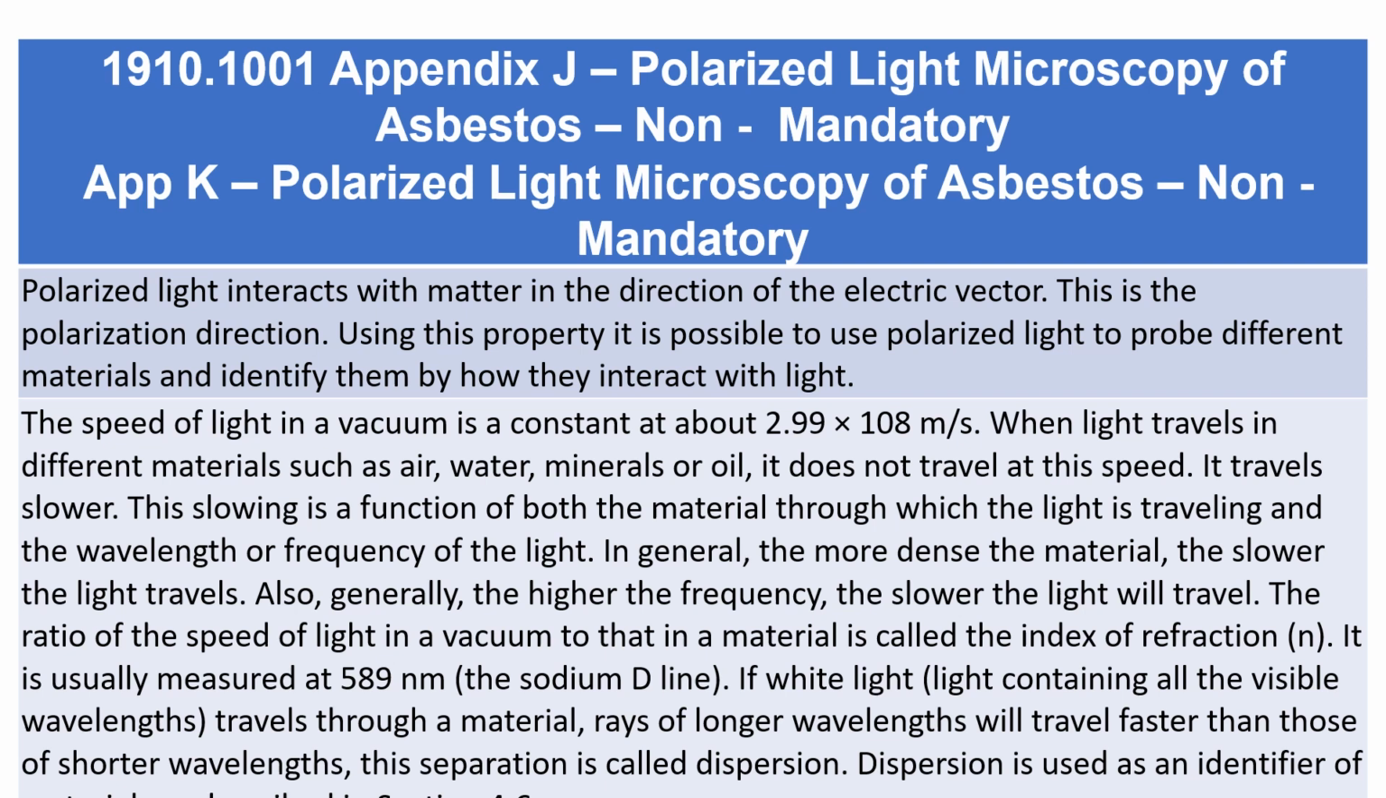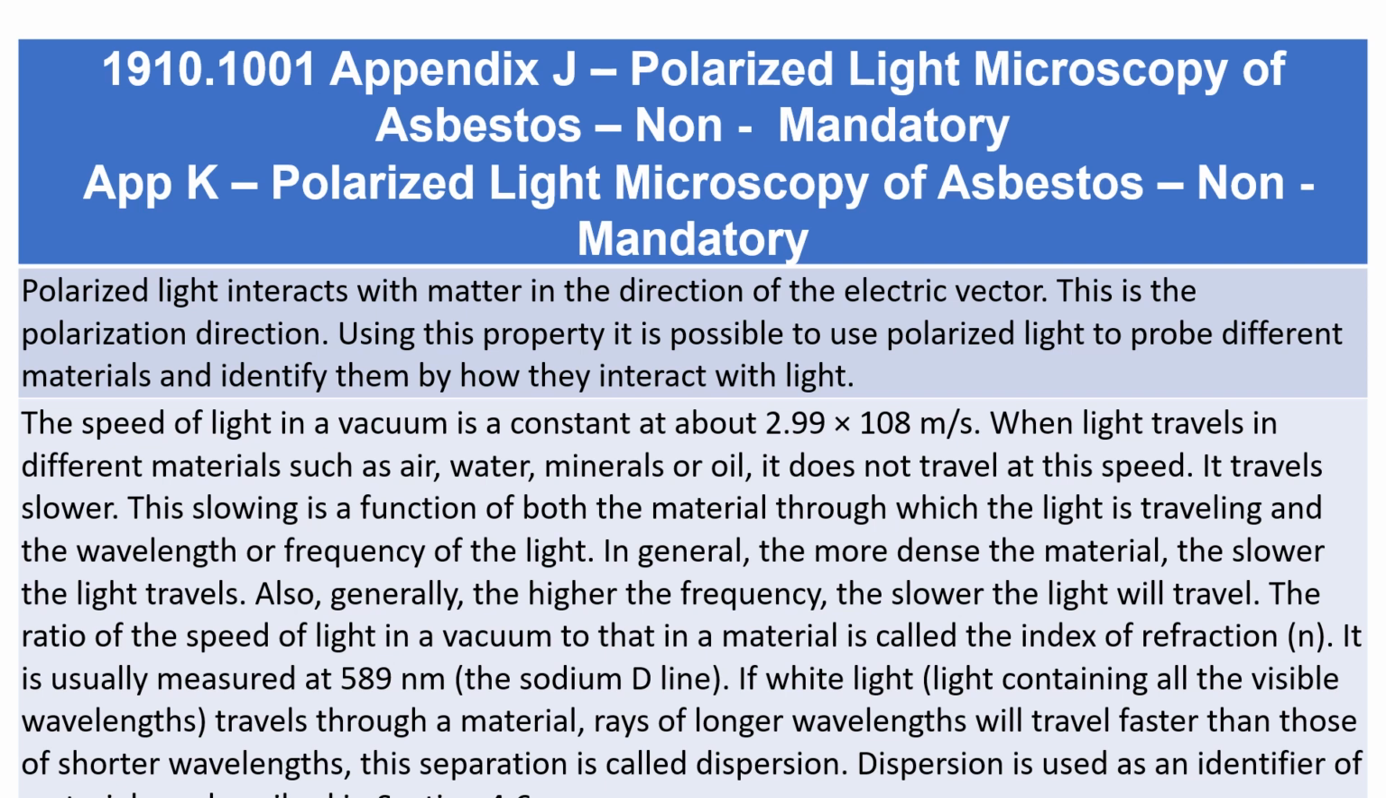In general, the more dense the material, the slower the light travels. Also, generally, the higher the frequency, the slower the light will travel. The ratio of the speed of light in a vacuum to that in a material is called the index of refraction, n. It is usually measured at 589 nanometers, the sodium D line.